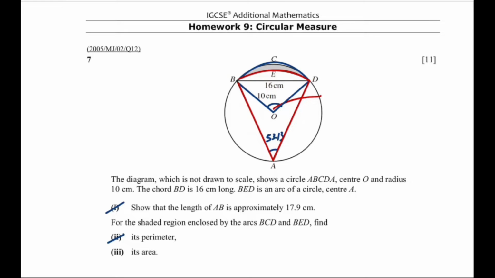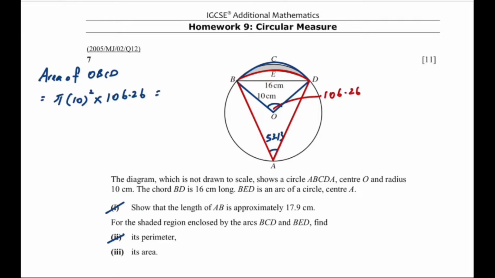Okay, so now let's work on the sector first. Area of sector OBCD. Sector formula in degrees, right? So pi r square. What is the angle? Forgot. 53.13 times 2, 106.26. Okay, 106.26. This is the angle of sector OBCD.